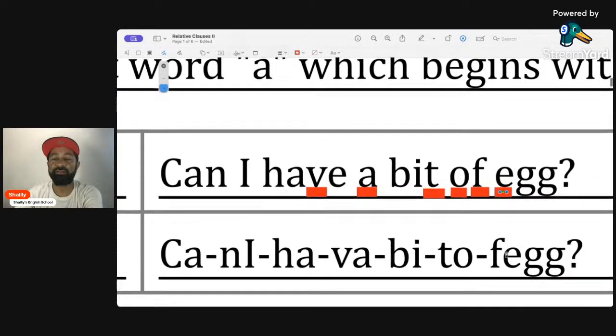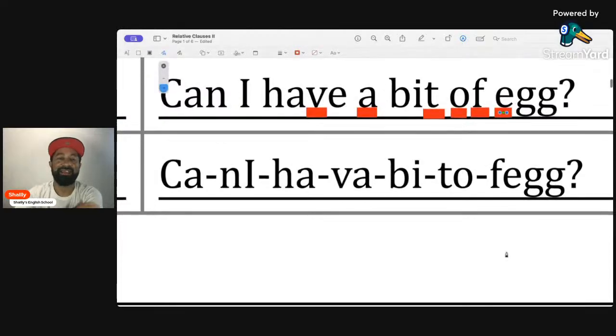Okay, so it looks kind of like this. Can I have a bit of egg? So that's how we pronounce it. The spelling, of course, is normal, but we really want to join our consonant and our vowels. Makes our pronunciation much smoother. All right, so make sure you try that. Give it a try. It will really help you.